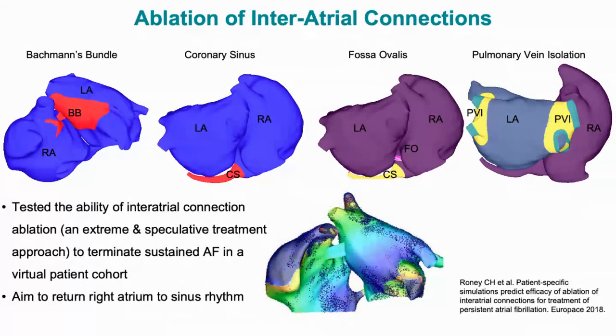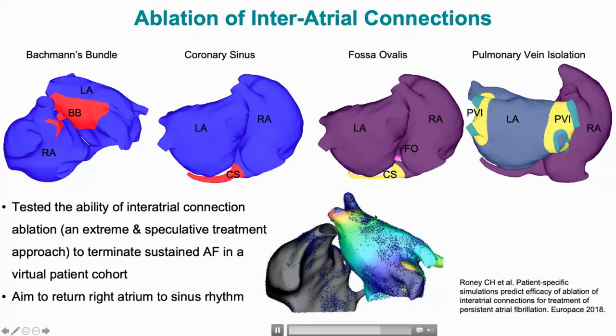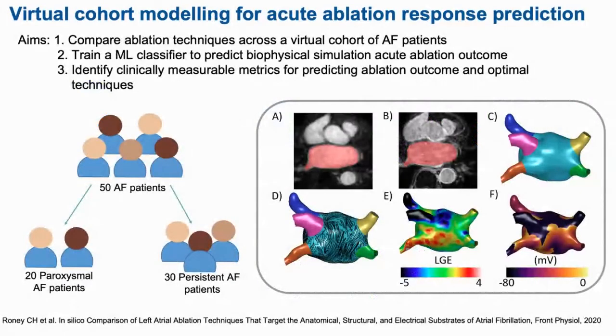We can also try very extreme ablation approaches, obviously without harming a patient. So what we did here was we ablated the connections between the left and the right atrium: Bachmann's bundle, the coronary sinus, and along the septal wall. This represents a very extreme and speculative approach, but we could test it in the simulations and try to derive a metric to stratify patients. So this is a potential use of simulations. And then we're excited about this study because it's a larger virtual cohort study, and we're finally using some machine learning with our simulations.